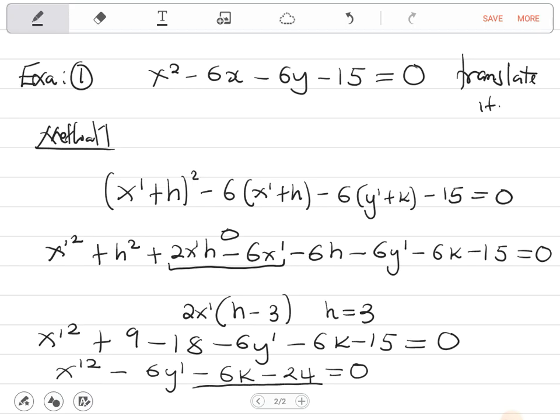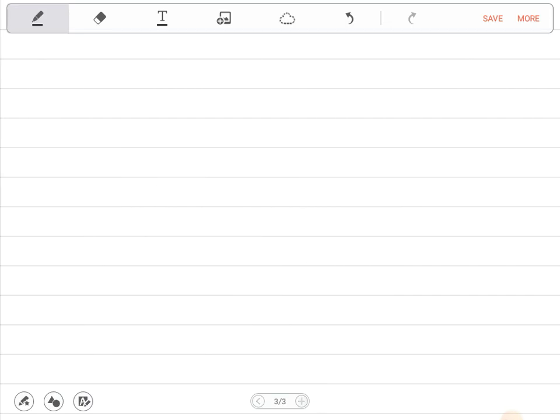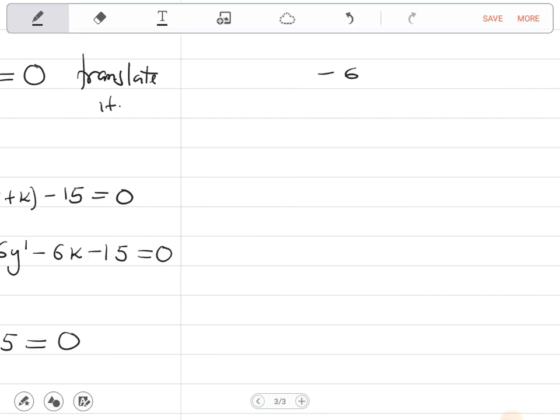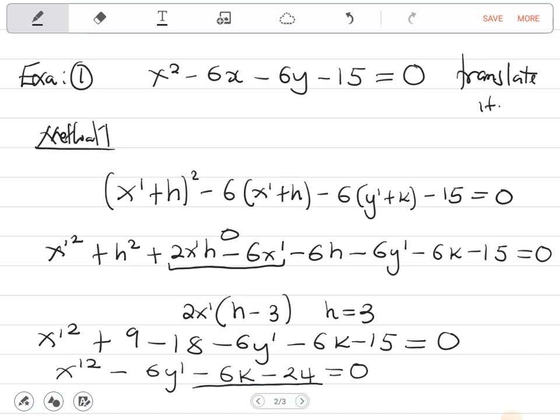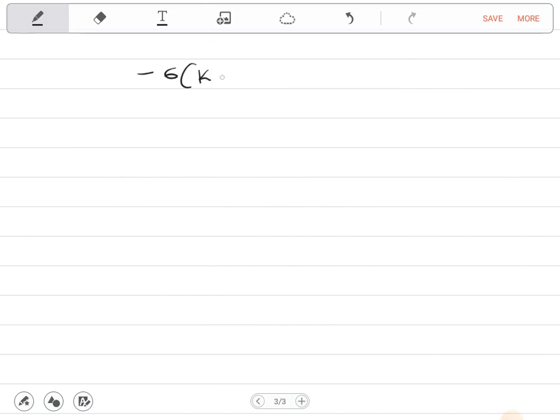Now get the concept, right? So factorize here. You take out negative 6 because negative 6 is common, so you'll make k plus 4. So you equate this one to 0 and you end up having k is equal to negative 4. So your center is now 3, negative 4.